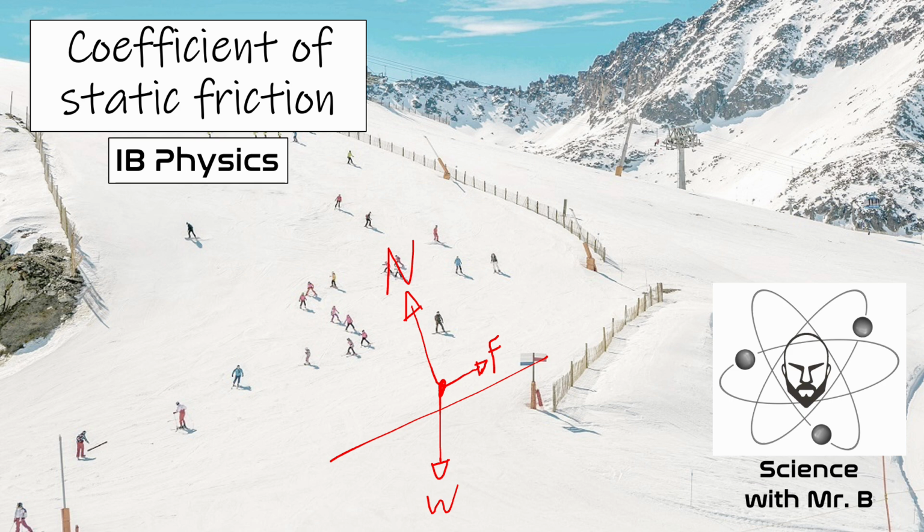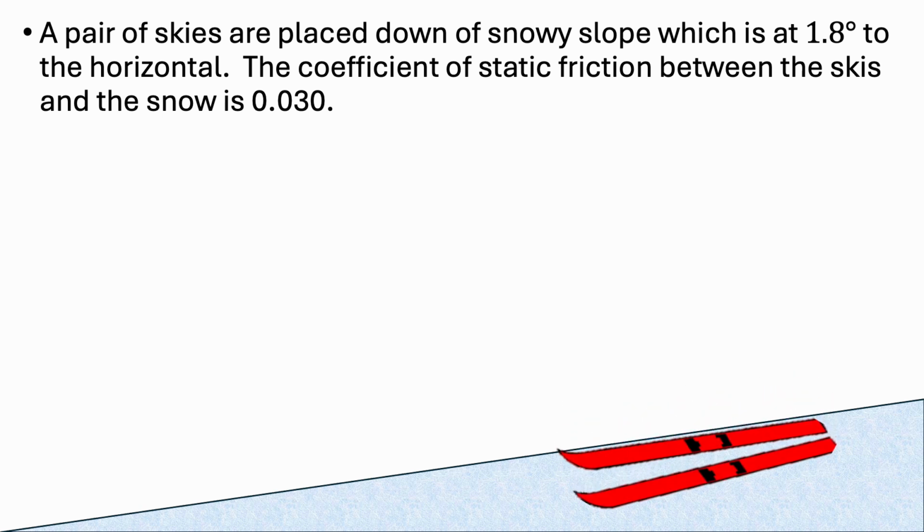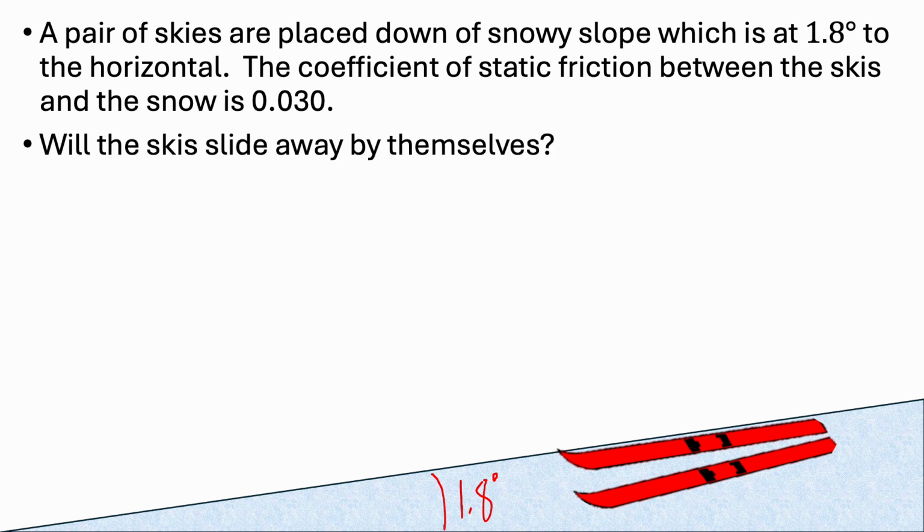And the force that's going to cause it to slide down the slope is this component here of the weight that will be acting down the slope. So here is the problem. A pair of skis are placed down on a snowy slope which is at 1.8 degrees to the horizontal. The coefficient of static friction between the skis and the snow is 0.030, so no units there. And the question is, will the skis slide away by themselves?